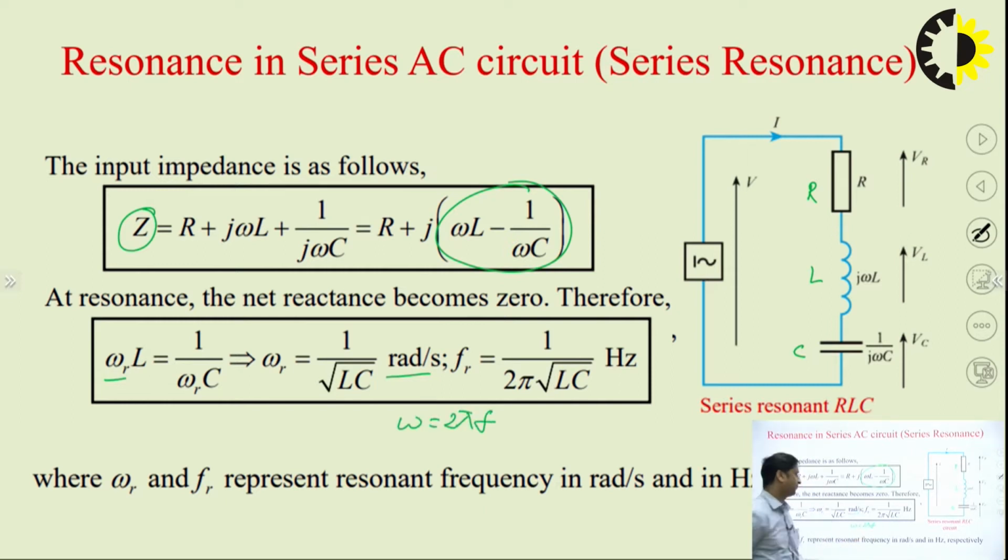So from here, f will be equal to omega upon 2 pi. As I told you, the unit of omega R is radian per second, and frequency f is in hertz. So this is a simple way to calculate the resonant frequency of the series RLC circuit. Let us go further.